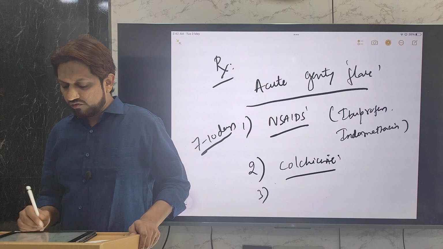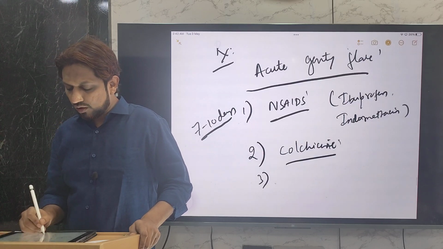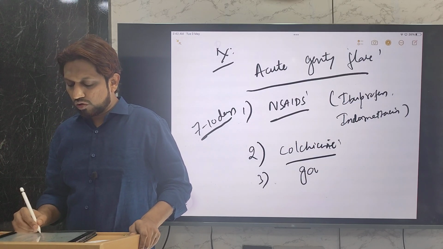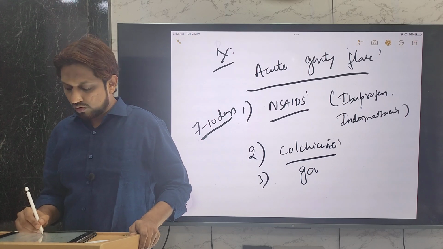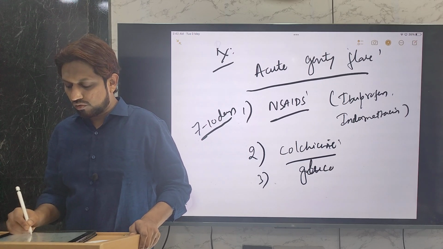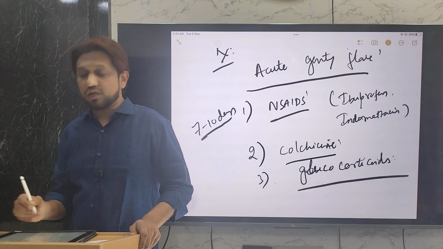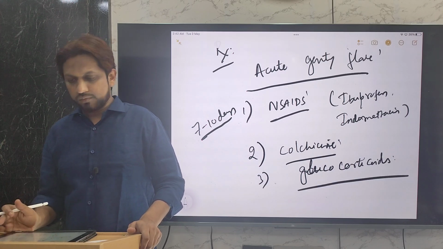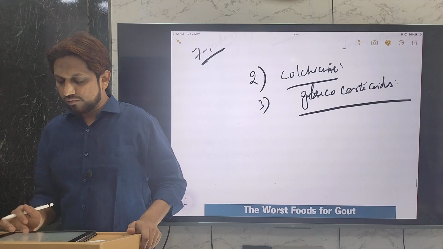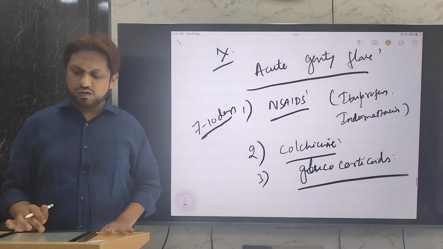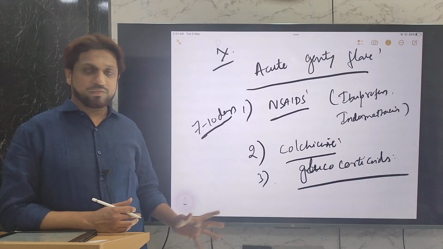Then finally, if not controlled, we can give glucocorticoids, or steroids, which can be given either orally or systemically. This can be given to relieve the acute gouty flare. So generally it will subside.